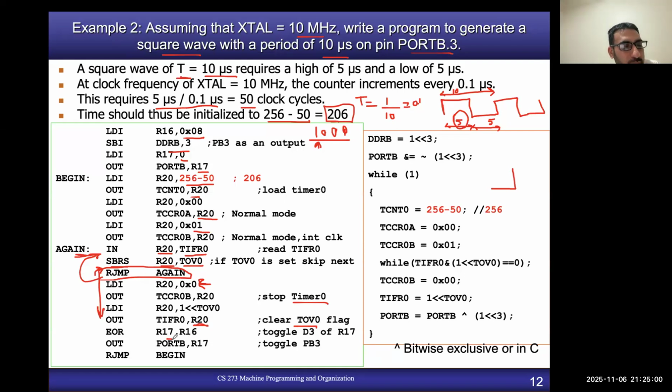We are doing exclusive OR between R17 and R16, and we are setting the value of the result to the port B, which will now make the output high. And then we are saying, okay, go back and do the same thing again.